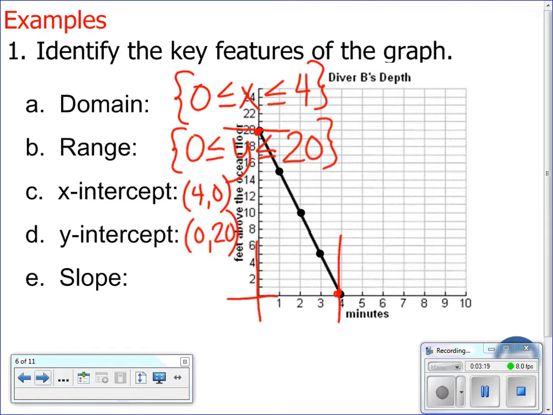And our slope, we can calculate by taking any 2 points. First of all, I'm going to see that it's negative, and then if I go from here to here, it's going from 15 down to 10, so that would be -5, and going over 1, so my slope is -5.